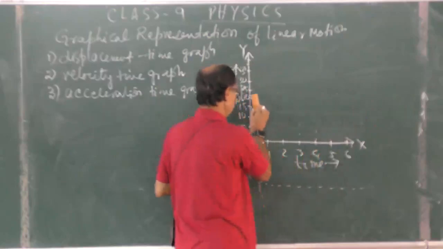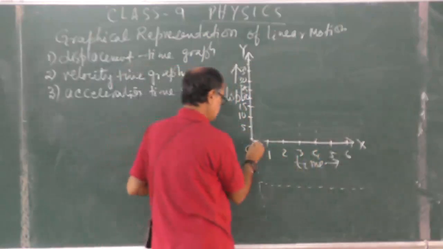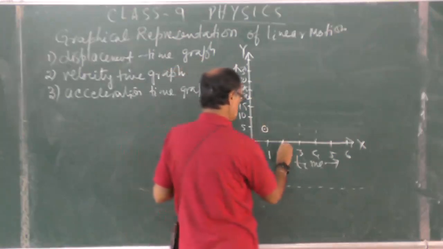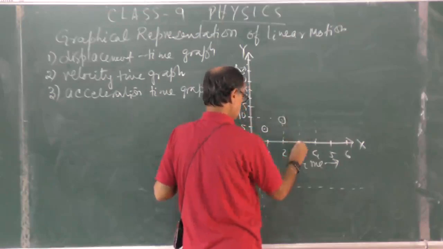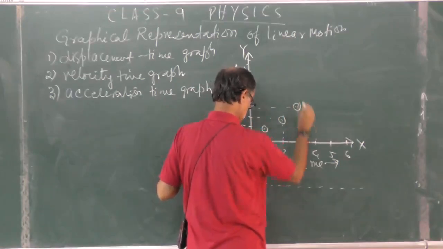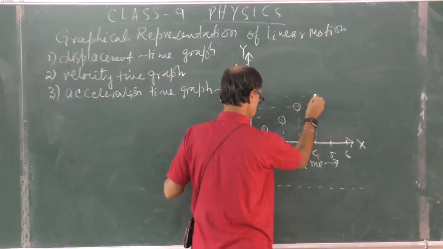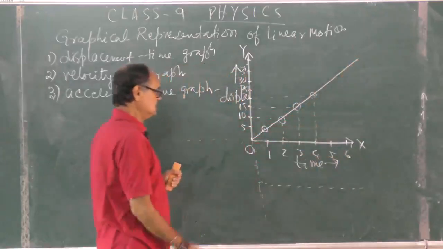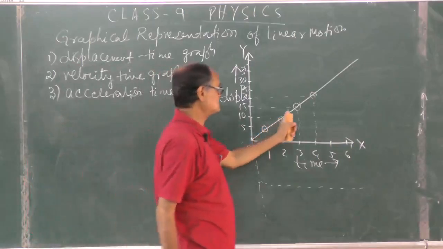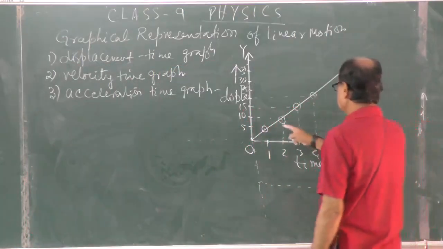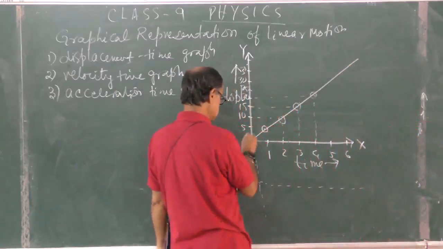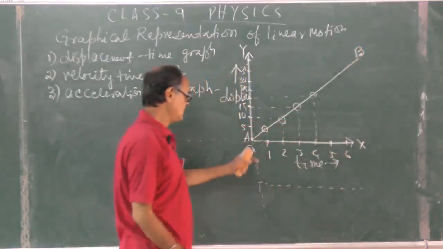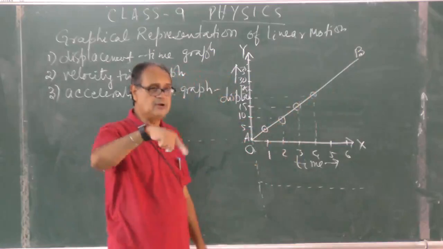Second way: in one second the body moves 5 meter displacement, in 2 seconds the body moves 10 meter, in 3 seconds 15 meter, in 4 seconds 20 meter. Like that, when you draw the graph line by joining the points, it is moving up. So I name this graph line from A to point B. So the straight line AB is inclined over the time axis.